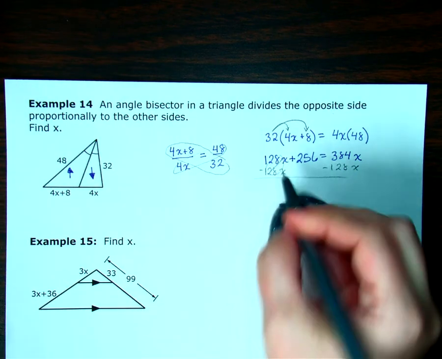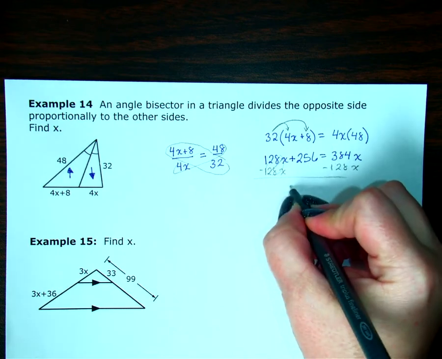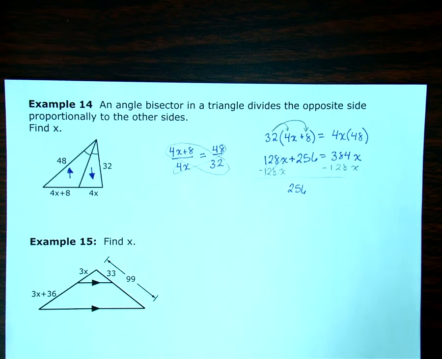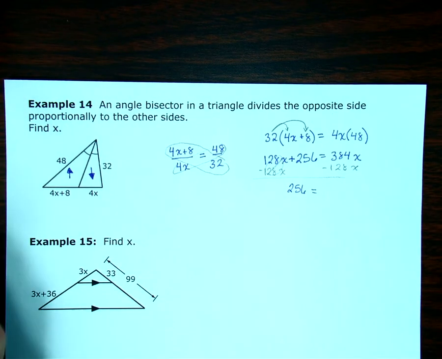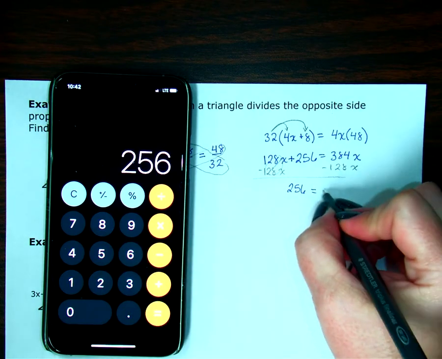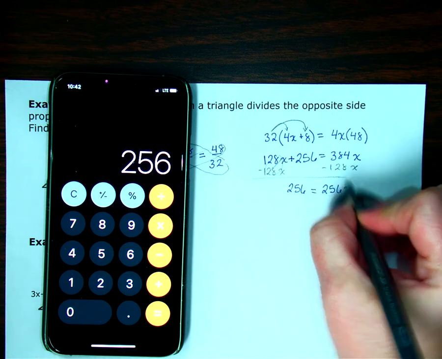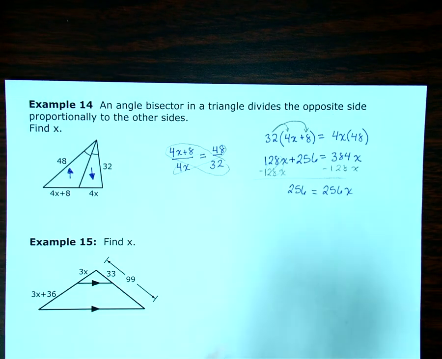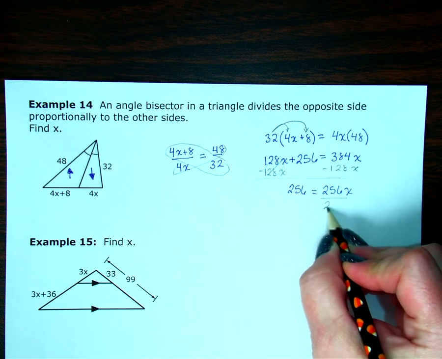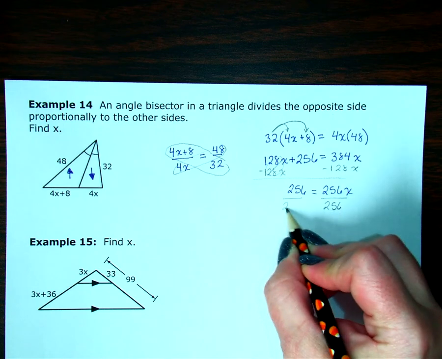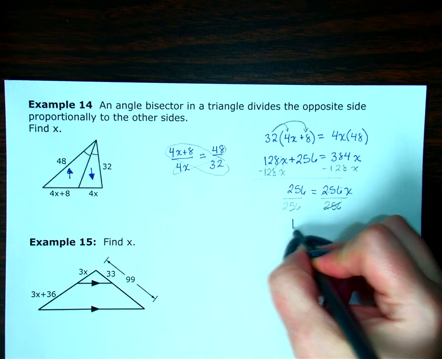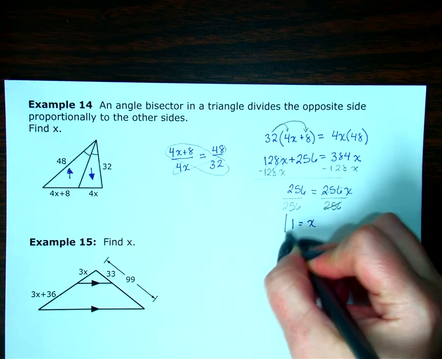When I do that, I get 0 plus 256 equals 384x minus 128x, which is 256x. Then I don't even think we need a calculator for this. 256x, I need to divide by what's in front of the x. And when you divide something by what it is, you just get 1. So my value of x is 1 in this figure.